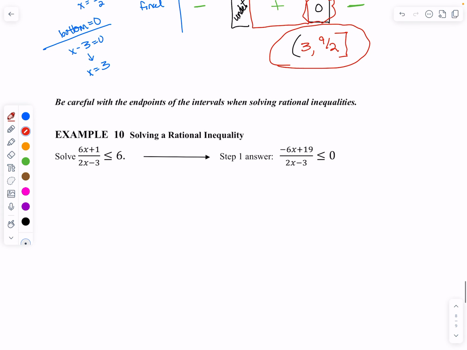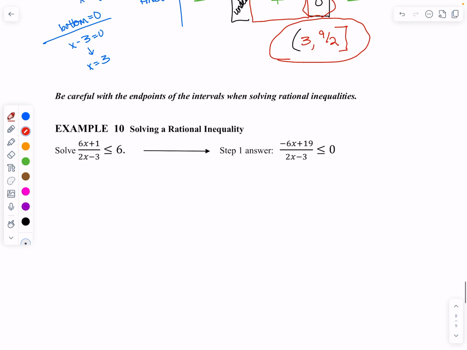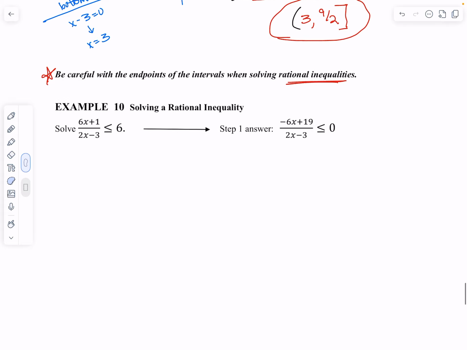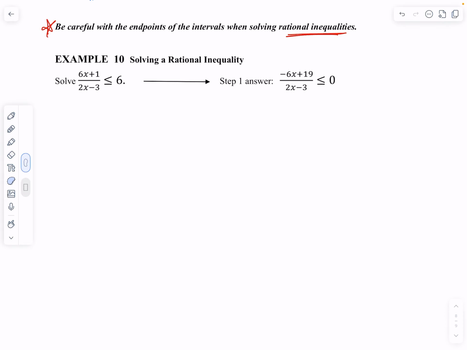All right, last one. And notice this says, be careful with your endpoints. Solving rationals, because notice that one of my answers had a parentheses on it and one had a bracket. Okay, so just be careful. So this says solve this inequality. Well, step 1 is to write this inequality set equal to 0.